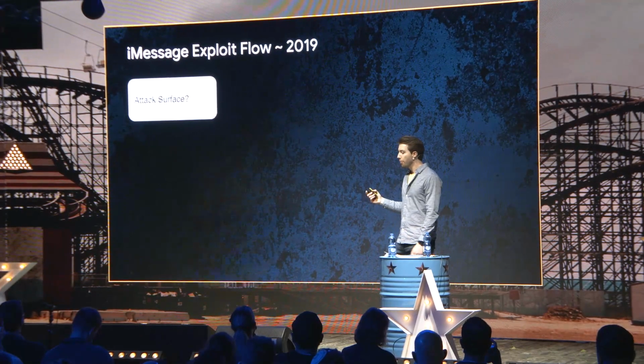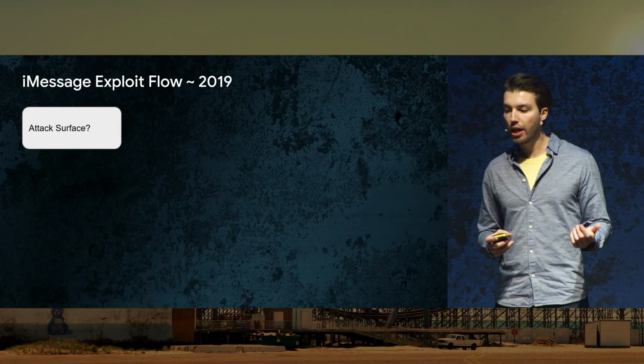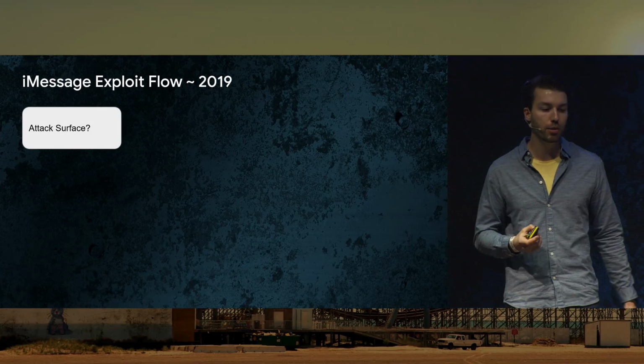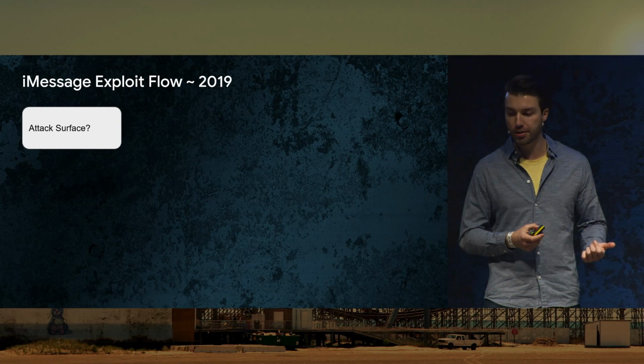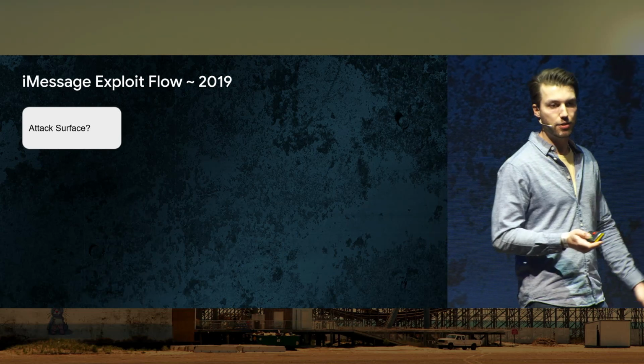This starts in 2019 when my team at Project Zero developed one of these exploits against iMessage. So I'll walk you through how this worked. Now, before we can exploit anything, we need a bug, right? But even before we have a bug, we need an attack surface. So some kind of software that we can supply input to that's going to process that input and where we can then look for bugs. So this is going to be the first step, finding an attack surface.